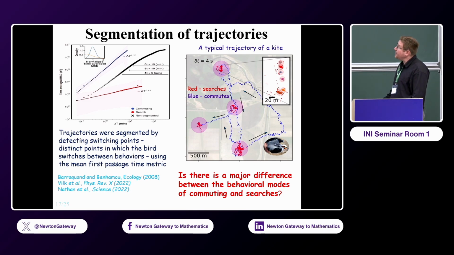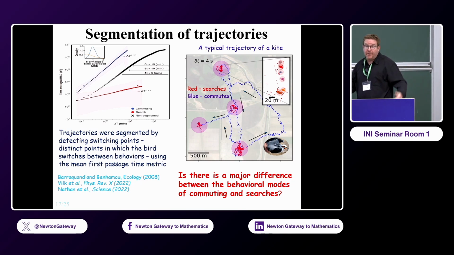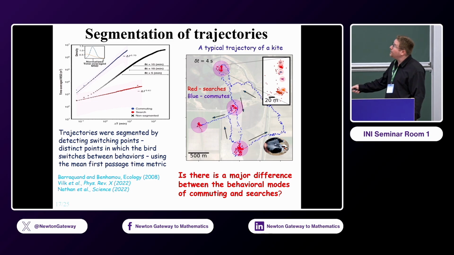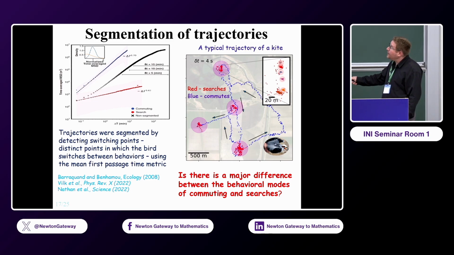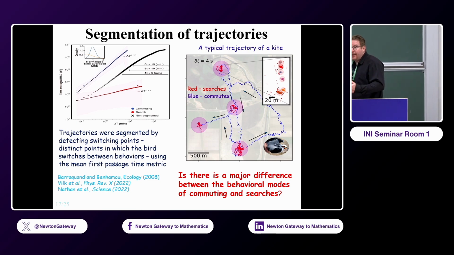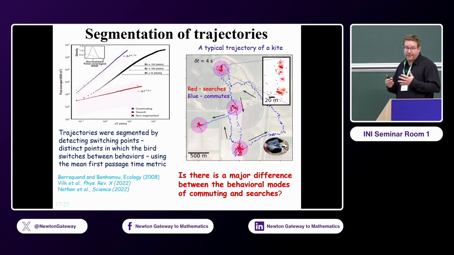What are the characteristics of these movement patterns? If you take the entire data set, the time series, and just calculate the time average square displacement, you get some exponent which is slightly above 1. But this is meaningless because without segmenting, you don't really know what you're looking at.